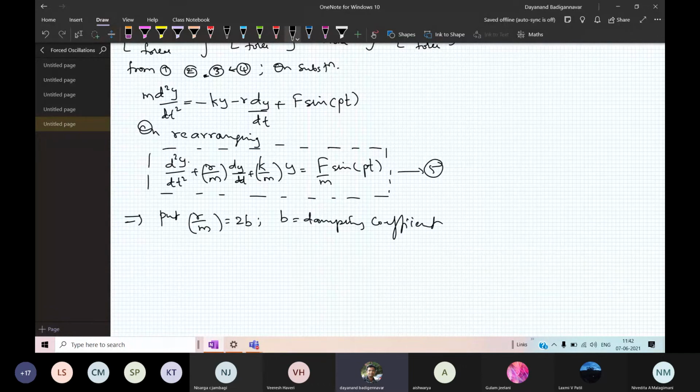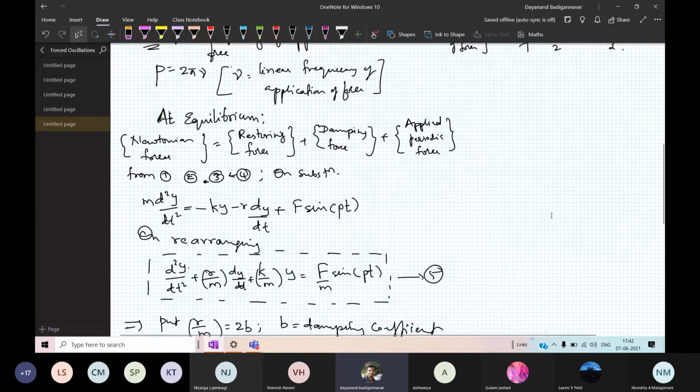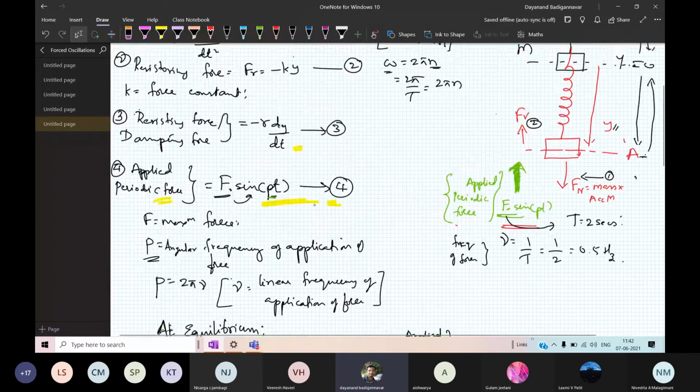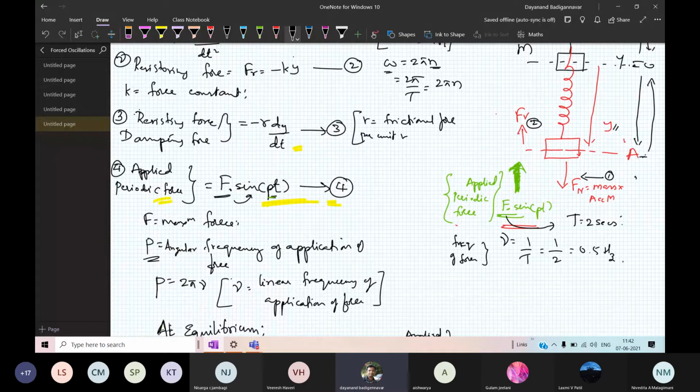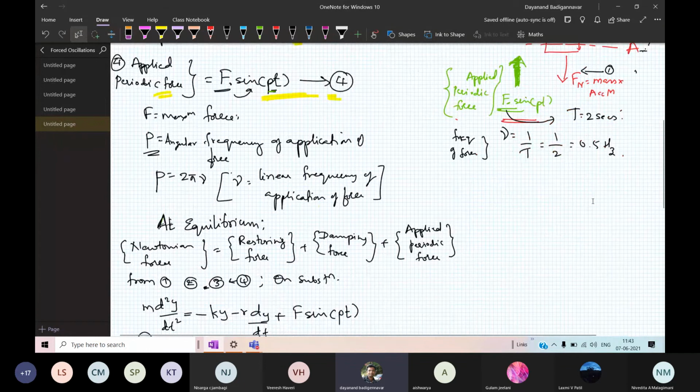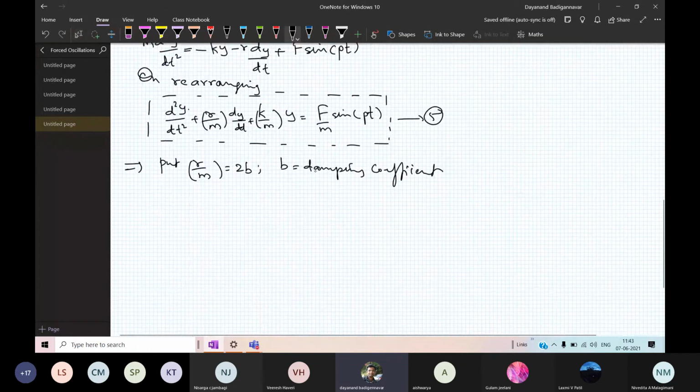Okay, R I have already told you in the last class, therefore I have not used R here. If you want, I will write here. What is R? R is nothing but the frictional force, the resisting force per unit velocity. It is called frictional force per unit velocity. So I can write R by M is equal to 2B, where B is the damping coefficient.